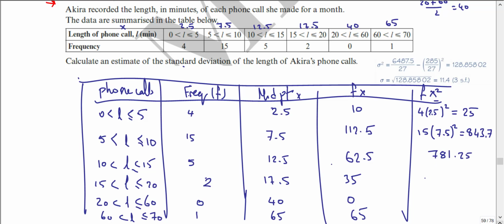So the next one will be? You take the frequency and multiply it by 17.5 squared. What's the answer? 612.5. The next one will be 0 because you're multiplying by frequency 0. The next one will be 1 into 65 squared. 4225.